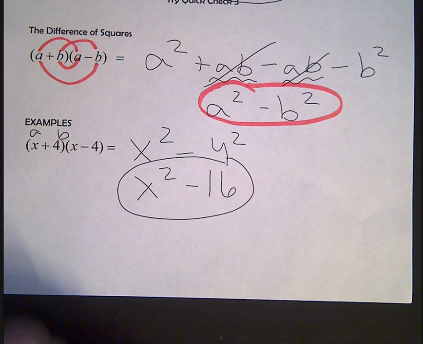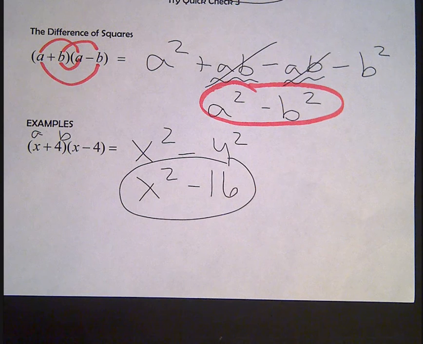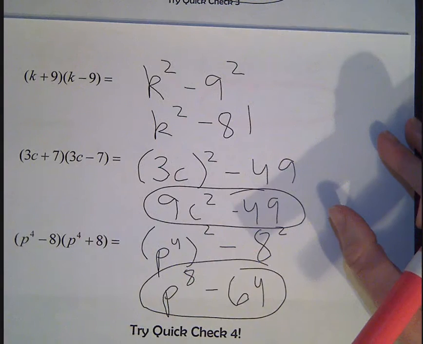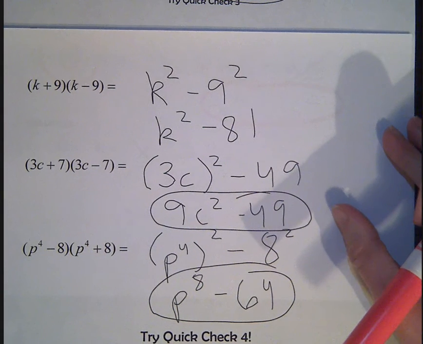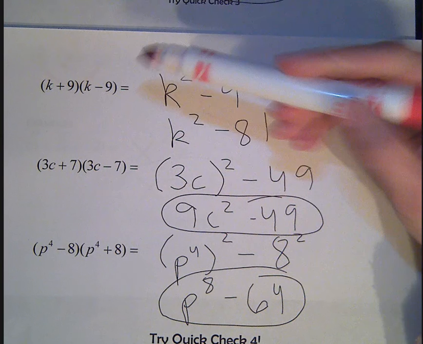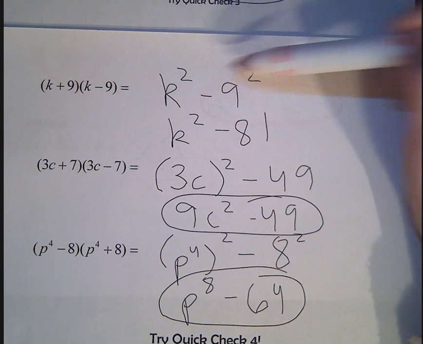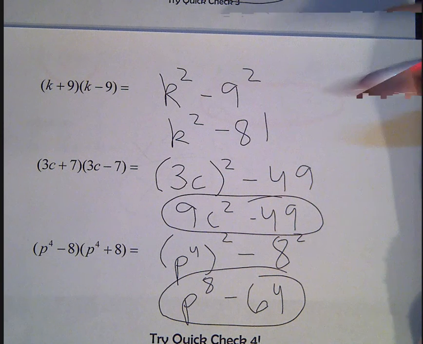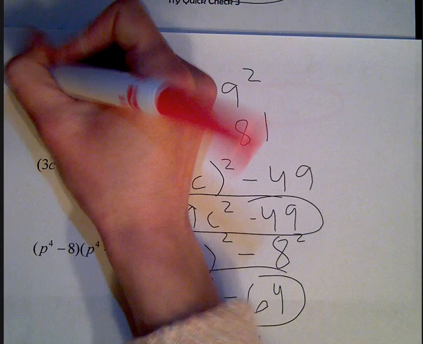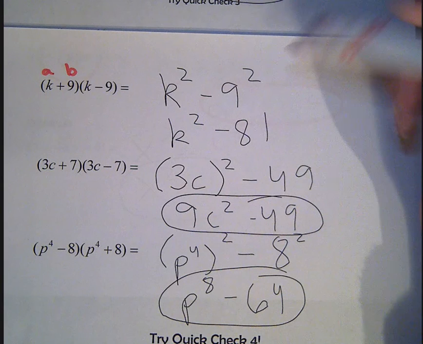So let me find my last sheet of examples right here. So I have x plus 9, x minus 9. So this is really simple. Square your a, square your b, put a subtraction sign, x squared minus 81. A was x, b was 9, and that's it.